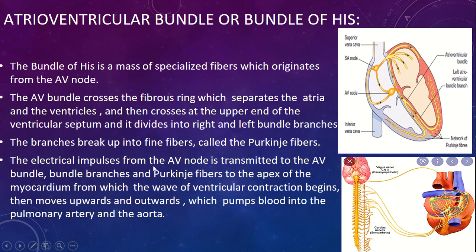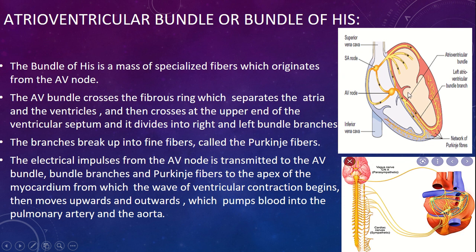So the electrical impulses from the AV node are transmitted to the AV bundle branches and Purkinje fibers to the apex of the myocardium, from which the wave of ventricular contraction begins, then moves upwards and outwards, which pumps the blood into the pulmonary artery and the aorta. So what happens is, from the SA node, all the electrical impulses are transmitted to the AV node, and from this AV node it is transmitted to the bundle of His, and from here it is transmitted to the Purkinje fibers, and then all the ventricular contraction begins.